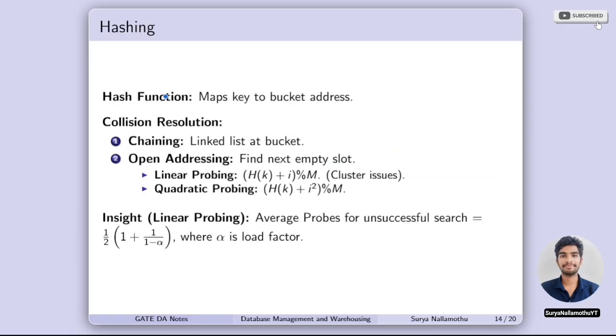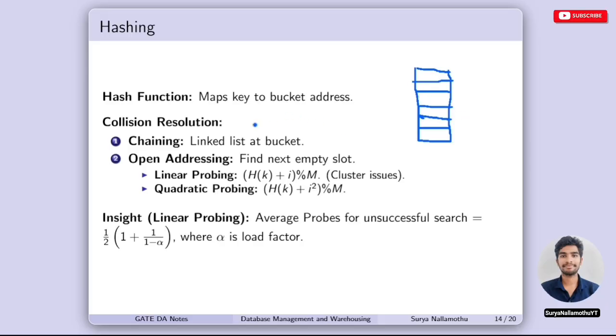Next, the hash function. A hash function is nothing but a mapping of a key to a bucket address. Here we have a bucket with storage elements 1, 2, 3, 4, 5 and 6, with positions 0, 1, 2, 3, 4, 5. So the size of this bucket is 5.